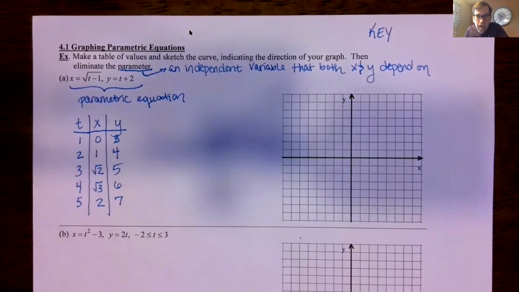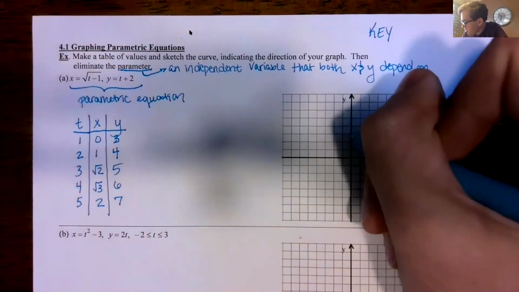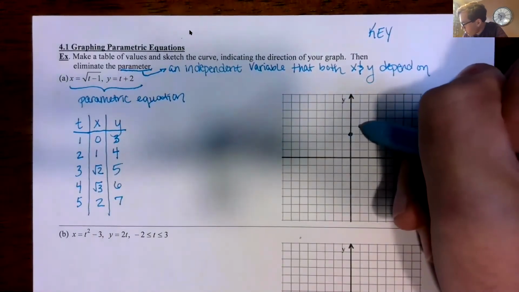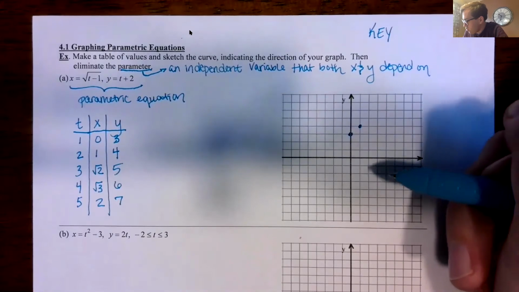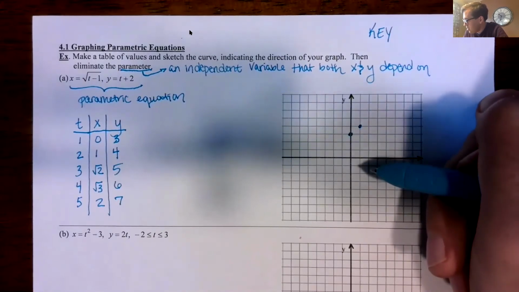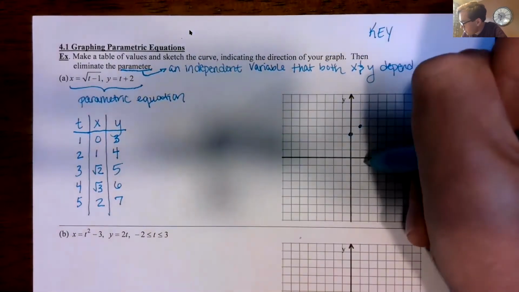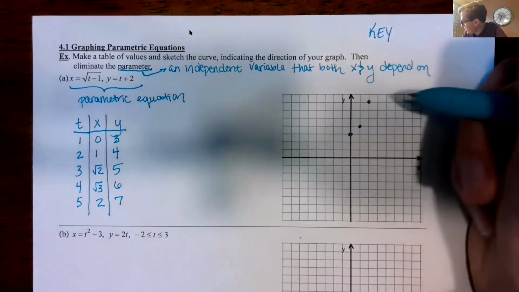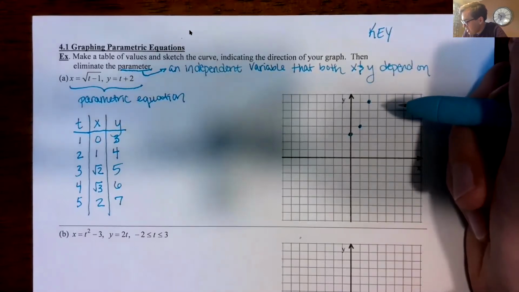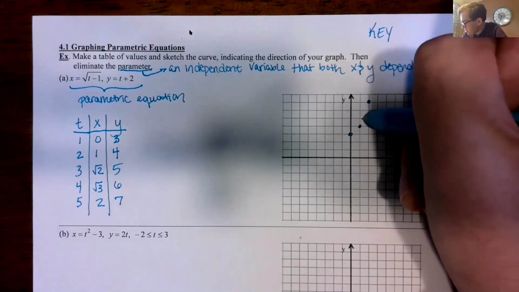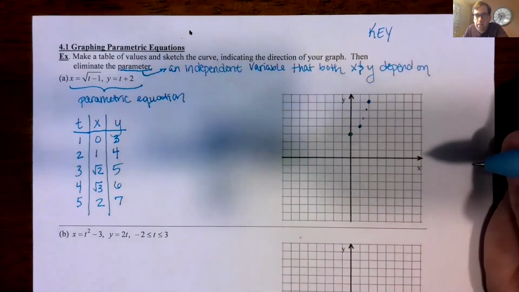So let's plot the x and the y values on our coordinate plane and see what it looks like. So we've got 0, 3, 1, 4, root 2, 5, okay. 2, 7 is another nice one. 1, 2, 3, 4, 5, 6, 7. And then in between there, we have a 5 and a 6. So it's going to look something like that by the time you sketch it.